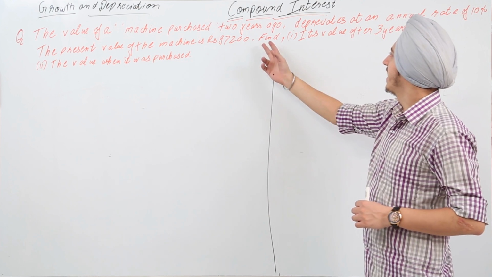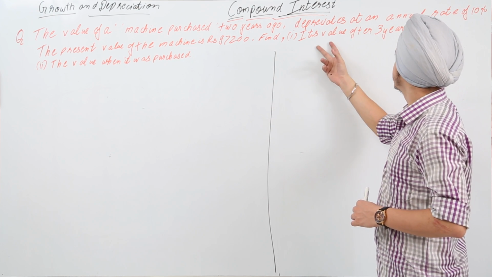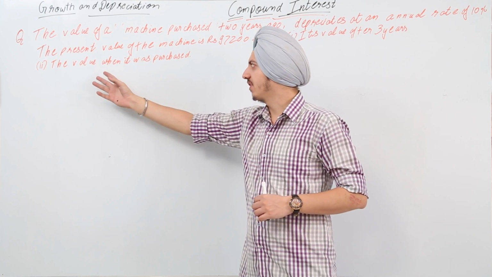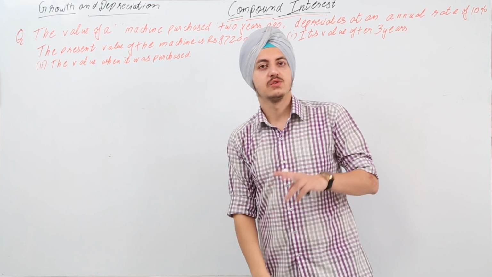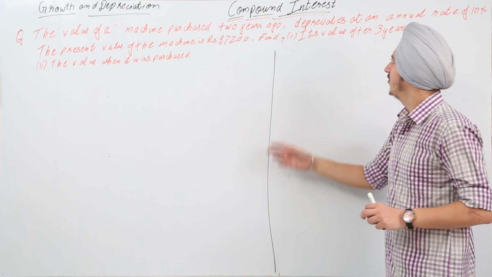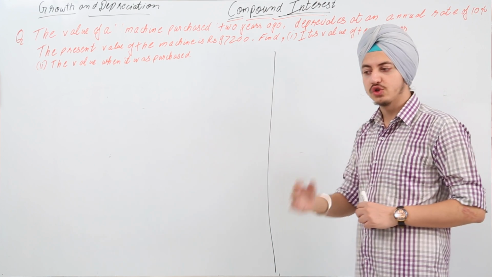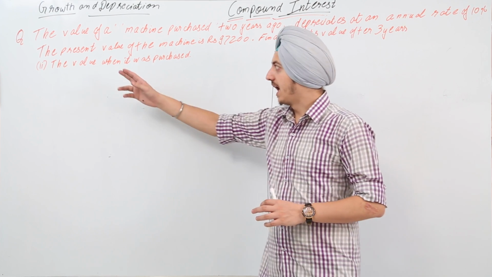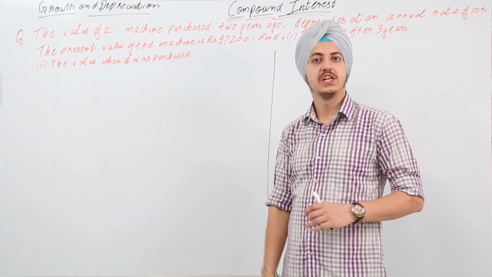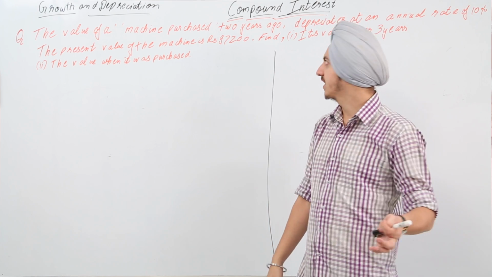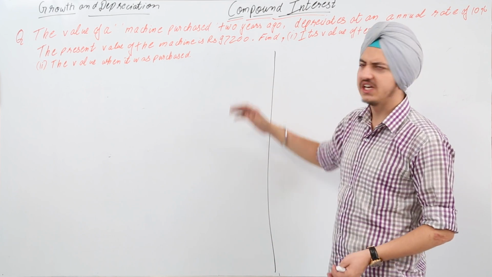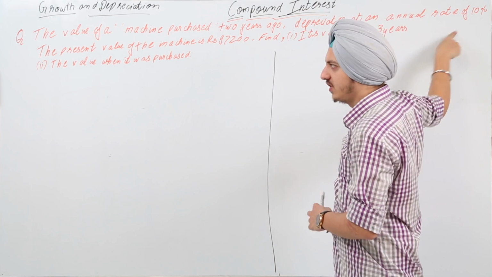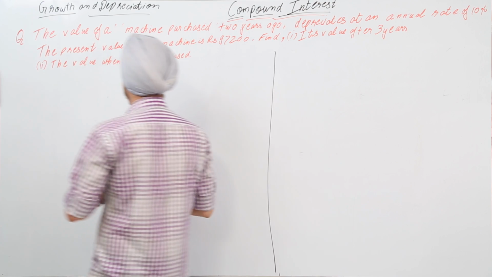97,200. So find the value after 3 years from now, and find the value when it was purchased. So we have to find two things. First, the value of the machine 3 years from now, from this point of time, and second, the value of the machine when it was purchased. What we are given is the value of the machine after 2 years of its purchase and the rate of depreciation. So how do we go about this now?